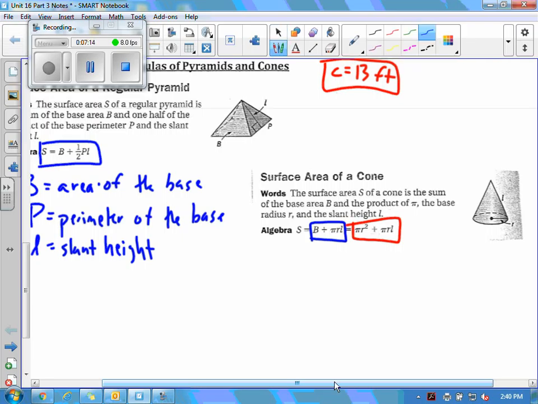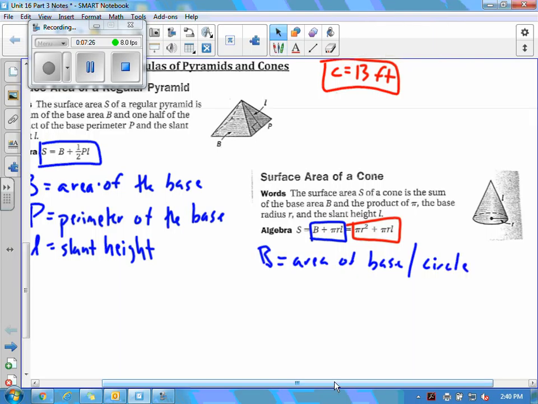Remember, capital B stands for the area of the base. But we know for a cone, that's always going to be a circle. So if you look at the second equation, they just spelled it out for you. To find the area of a circle, you do pi r squared, and then it's going to be plus pi r times the slant height. So you're going to want to use this second, more drawn out formula when you find these surface areas.